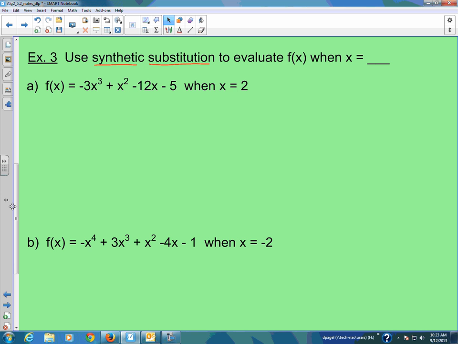But how does it work? So these are the same problem we just had. So we know the answers are supposed to be, for A, that -49 number. How does synthetic substitution work? In synthetic substitution, we want to make sure that we are, first of all, in descending degree order. We want to make sure that we're looking at only the coefficients and constants.